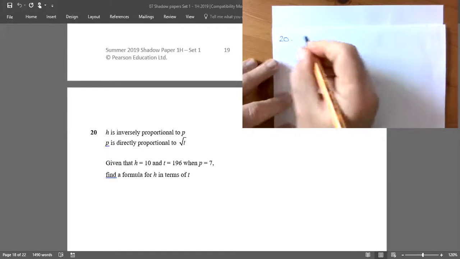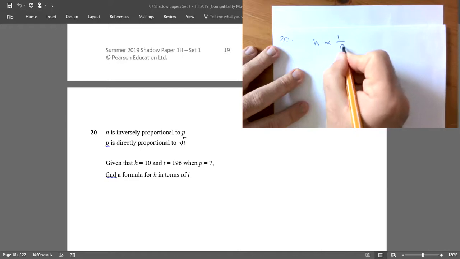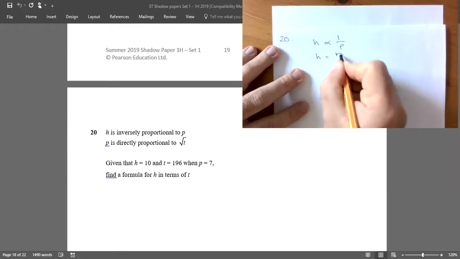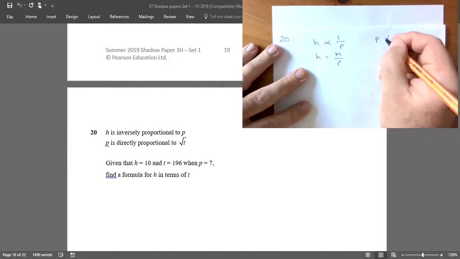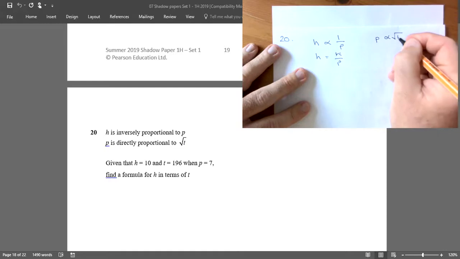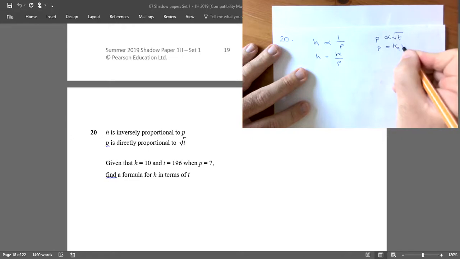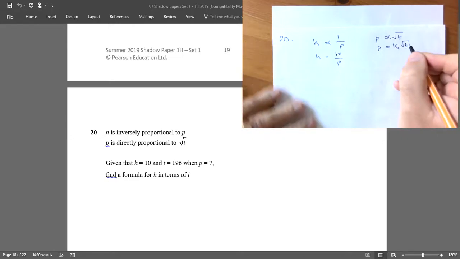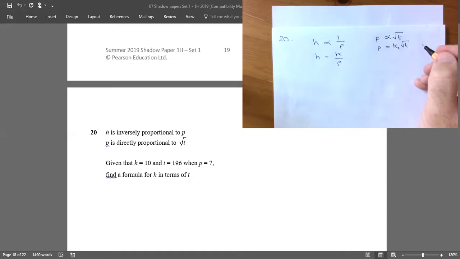Question 20. h is inversely proportional to p, so h equals some constant divided by p. p is proportional to the square root of t, so p is equal to some other constant, constant 2, times the square root of t. Given that h equals 10 and t equals 196 when p equals 7, find a formula for h in terms of t.